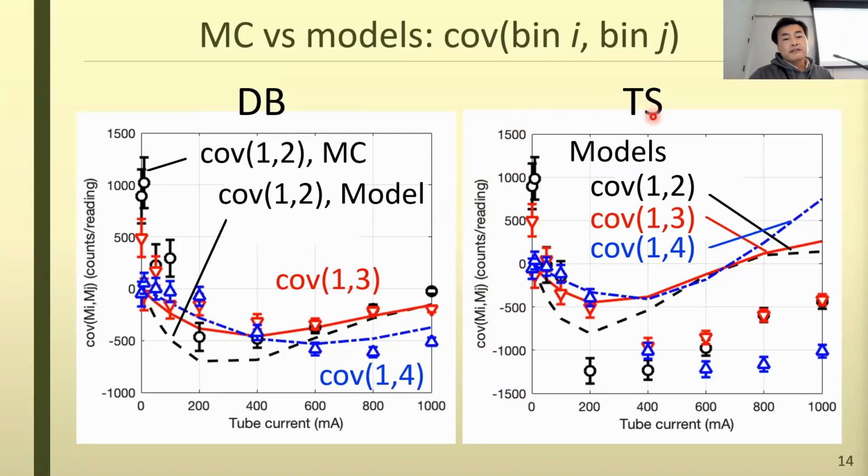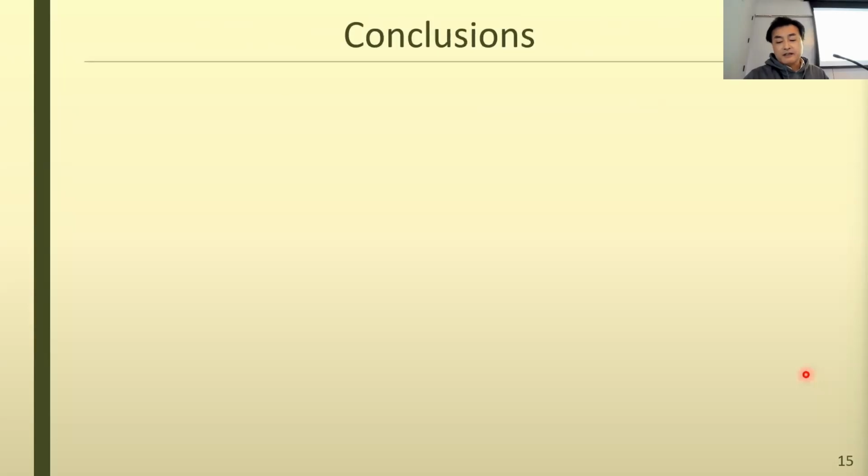In contrast, in TS, you can see that the model prediction goes up, while the Monte Carlo data showed the covariance in a larger magnitude and sometimes in the opposite sign, like the blue. So it shows that it's very tricky to characterize the behavior of the TS detection scheme by using the current statistical model.